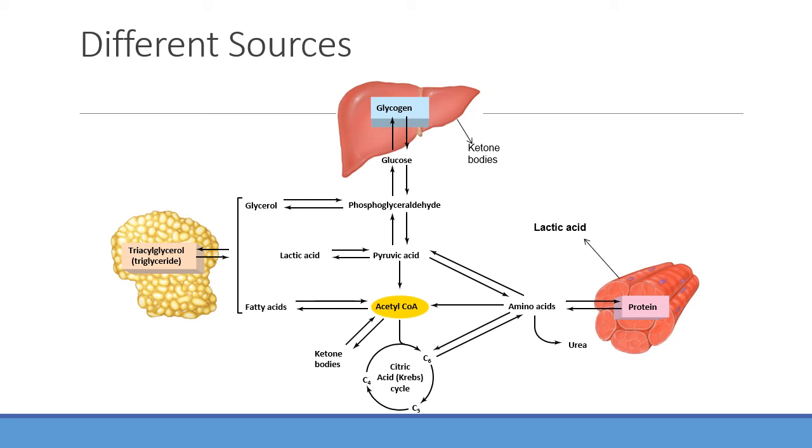Again, just another picture kind of showing the same thing. You can see where each of these organs, what sort of byproducts they're producing, that they eventually get converted over into acetyl-CoA. And again, once you have that, then you can kick off the Krebs cycle, then you can kick off the electron transport chain and produce ATP.